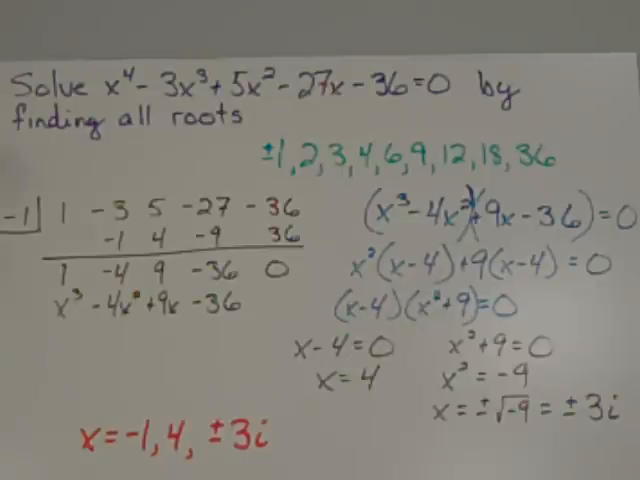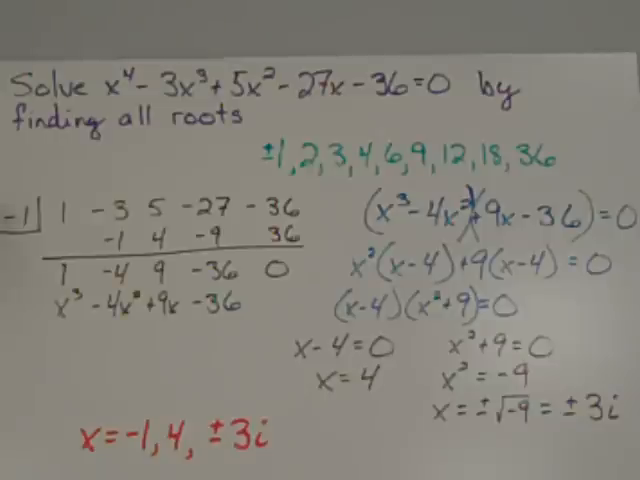Now, the first thing I did was I looked at x to the 4th minus 3x cubed plus 5x squared minus 27x minus 36, and I tried to factor it. Problem was I couldn't factor it. So I then listed all the factors of 36: plus or minus 1, 2, 3, 4, 6, 9, 12, 18, and 36. Just like we've always done. And I started doing synthetic division. Now, I tried 1 first and it didn't work. So I then tried negative 1.